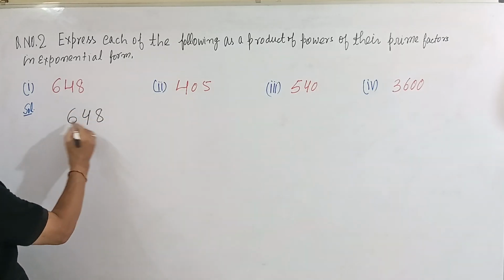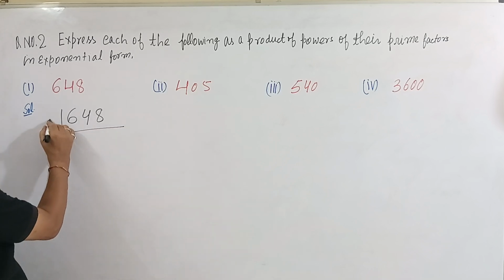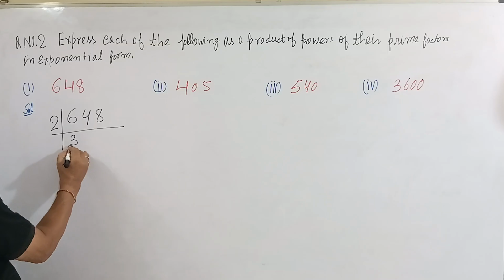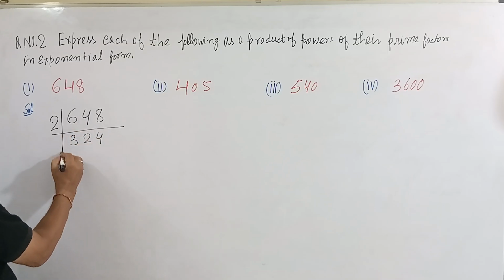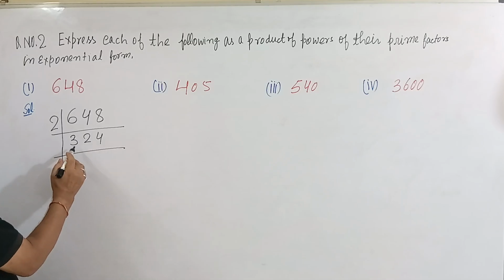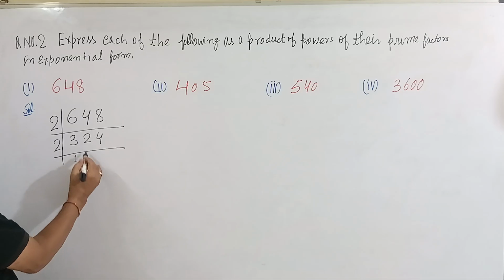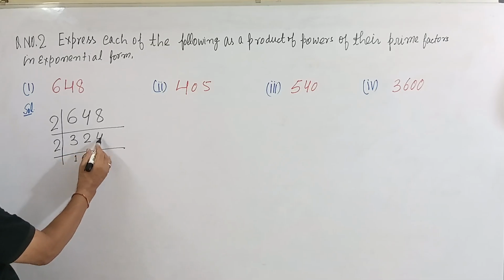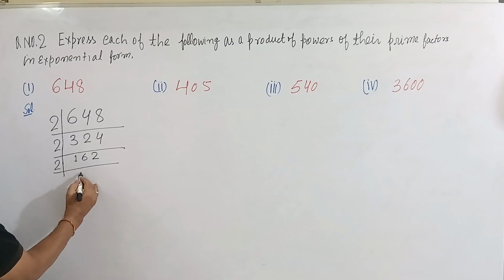648. So I will take the prime factors. 2 3 ja 6, 2 2 ja 4, 2 4 ja 8. Again we will divide with 2, 2 1 ja 2, 2 6 ja 12 and 2 2 ja 4. 162, again it will be divided by 2, 2 8 ja 16 and 2 1 ja 2.